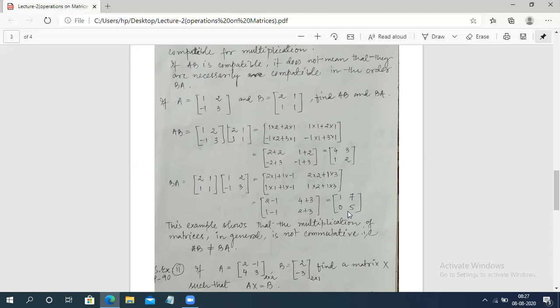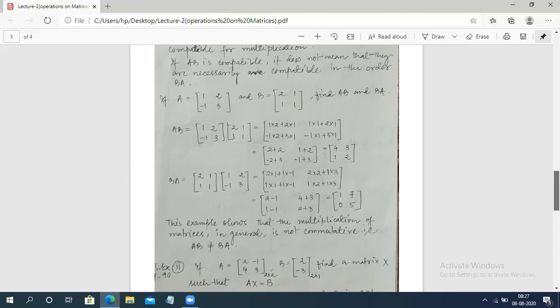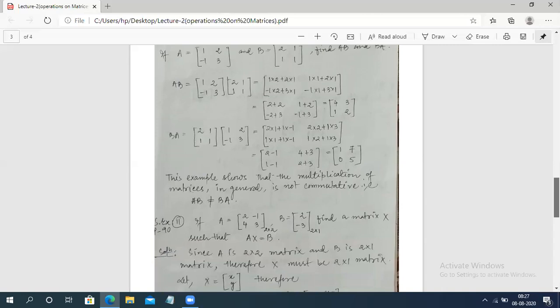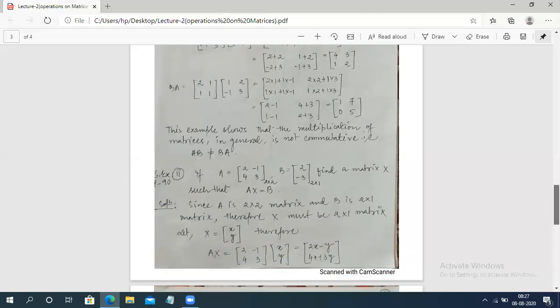So we can see very clearly that AB is not equal to BA. Okay. So this is an example to show that matrix multiplication is not always commutative.